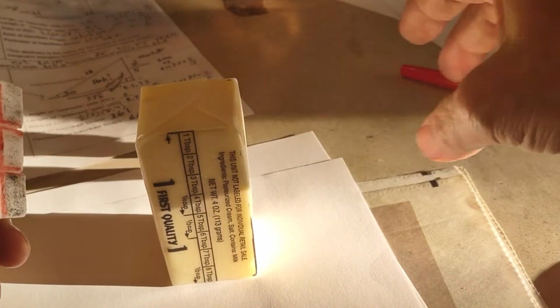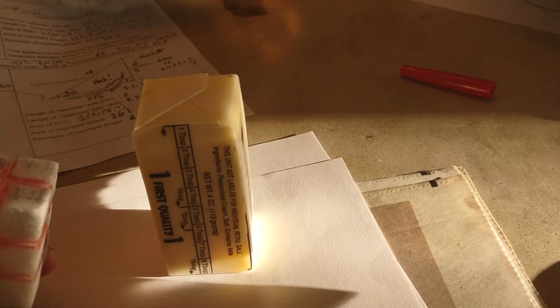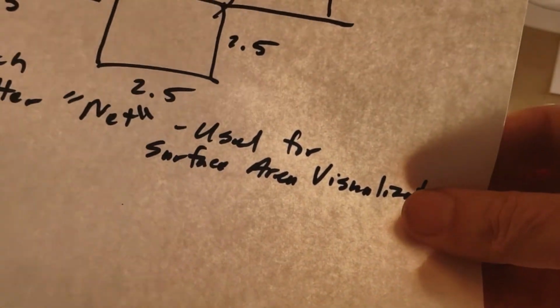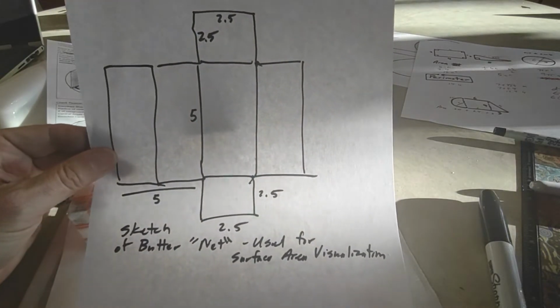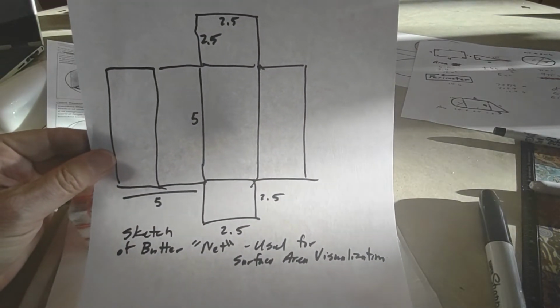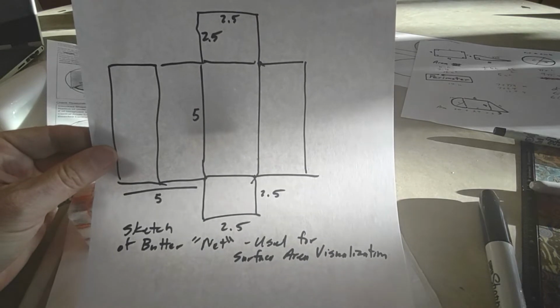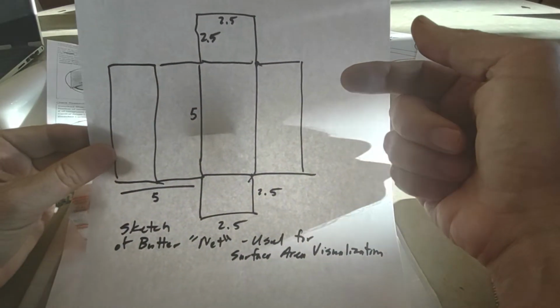Now, what occasionally you will see is something called a net, which I did a sketch of. So this is kind of what the butter looks like when you unfold it. Let me see if I can't zoom out a little bit. Yeah, this is what the butter kind of looks like when you unfold it. And so this is called a net. And from this net, it's a little easier for me to figure out.